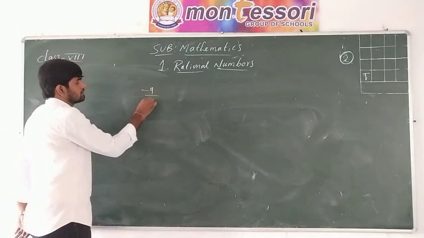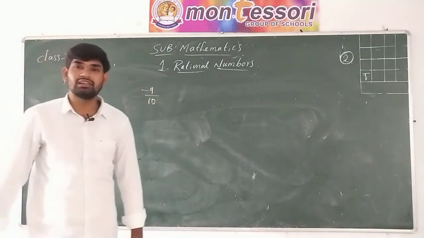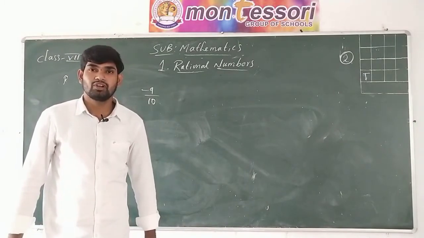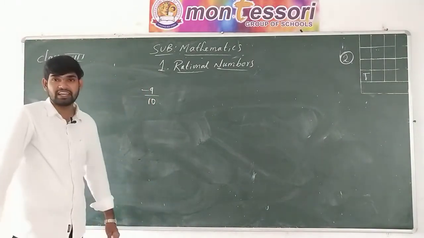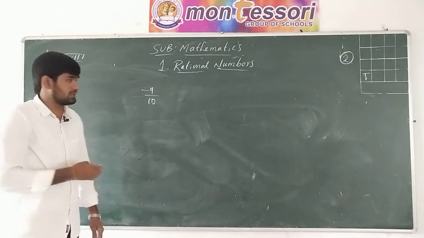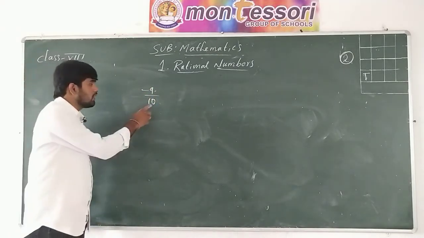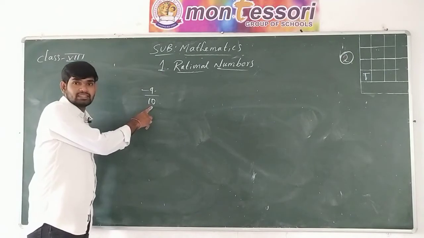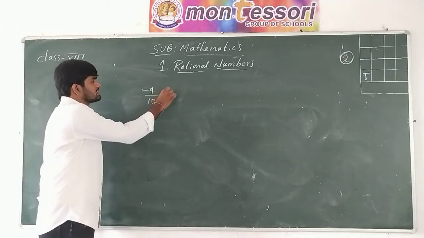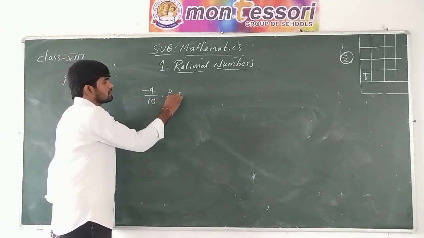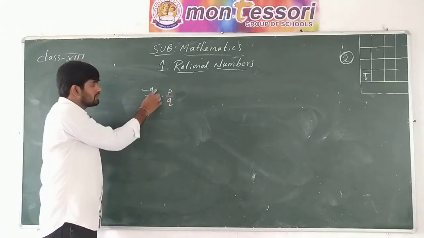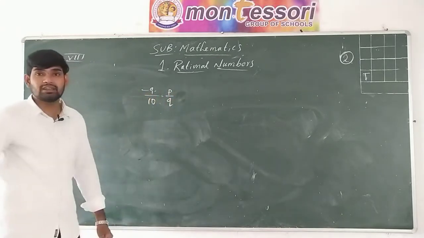Minus 9 by 10. Now, is it a fraction or a rational number? Obviously it is a rational number but not a fraction. Why is it not a fraction? Let us see. What is minus 9? Minus 9 is an integer. What is 10? 10 is also an integer. So we call it a rational number, in the p by q form, where both are integers. So it is a rational number but not a fraction.